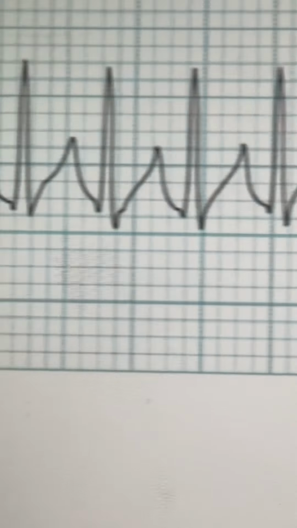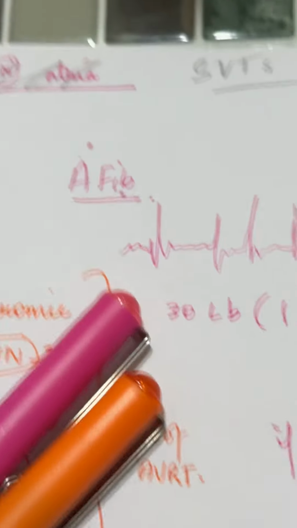Welcome to part 3. We are here talking about different types of SVTs. Now, supraventricular means any tachycardia that is originating from above the level of the ventricles. Above the ventricles, we have the atria and the atrioventricular node. We've just spoken about atrial fibrillation and atrial flutter.